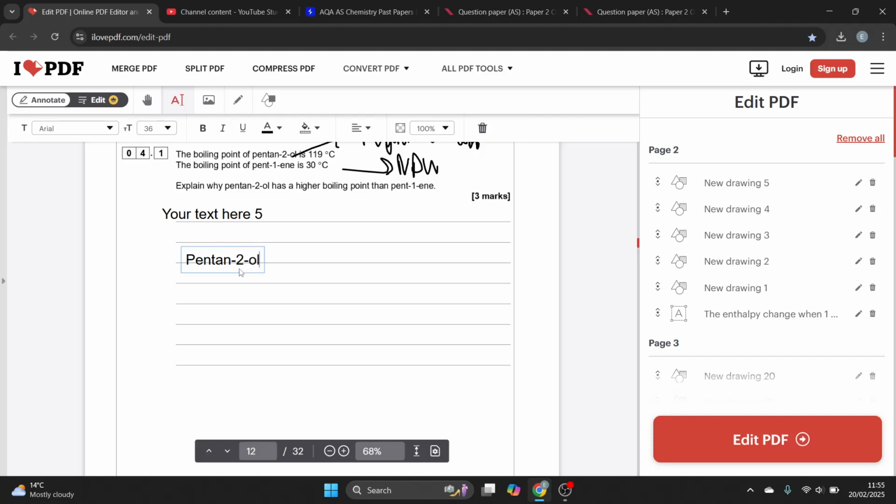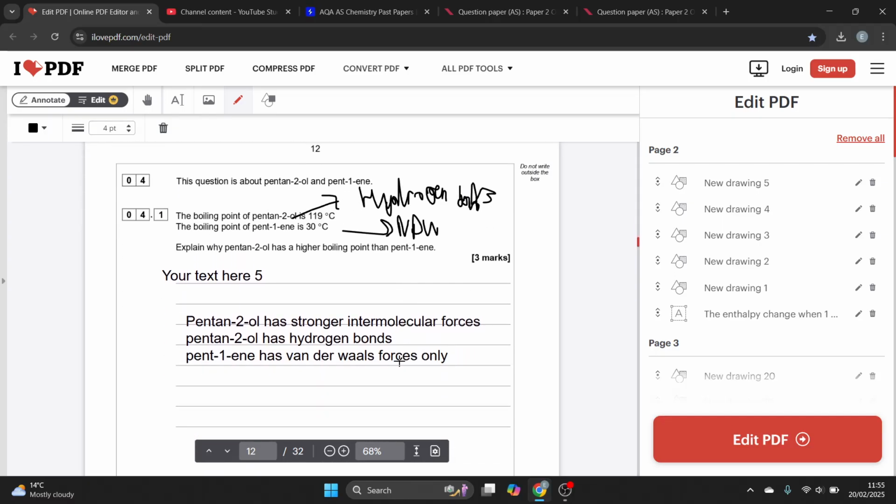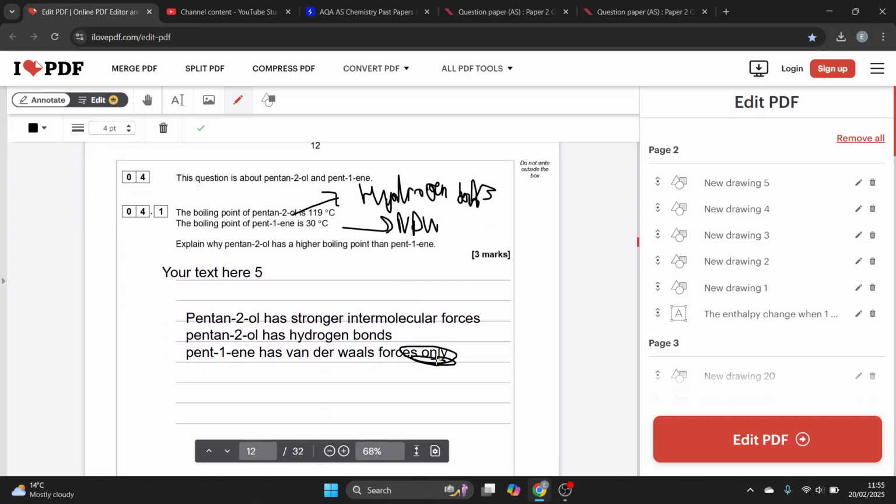So pentan-2-ol has stronger intermolecular forces. Pentan-2-ol has hydrogen bonds. Pent-1-ene has van der Waals forces only, and that's really important, because if you just say it has van der Waals forces, yeah, but then why is that one? Because that could also have a hydrogen bond, but it doesn't. It has van der Waals forces only. Pentan-2-ol has stronger intermolecular forces. Pentan-2-ol has hydrogen bonds. Pent-1-ene has van der Waals forces only.